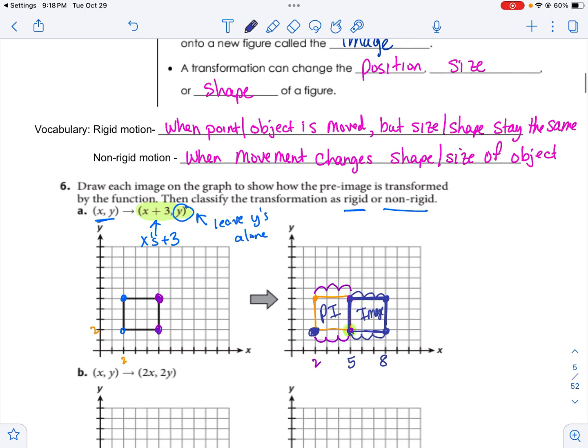Now it says classify the transformation as rigid or non-rigid. Remember, rigid means the size and the shape stays the same. If you look at this square, it clearly looks like the same size square. We just slid it over. We just moved it, so that means this is rigid motion. All we did was shift it right 3. We did not move it up and down, but I could have. Then I would have just shifted every point right 3 and maybe up 2, or right 3 and down 1.